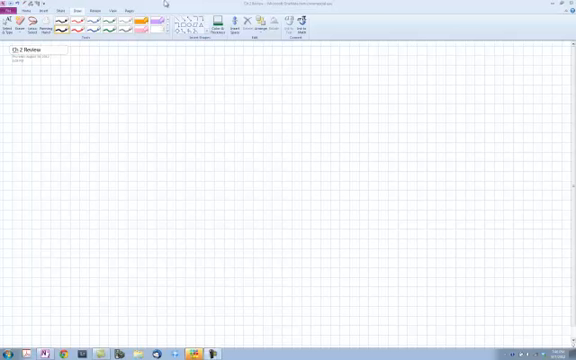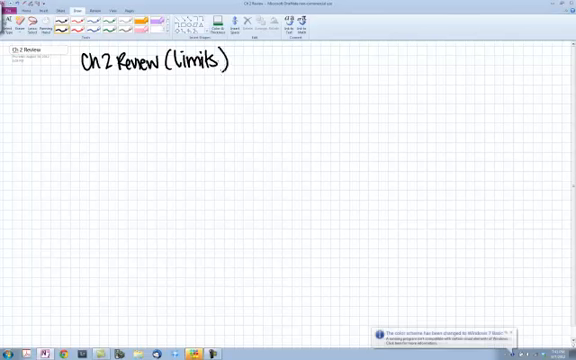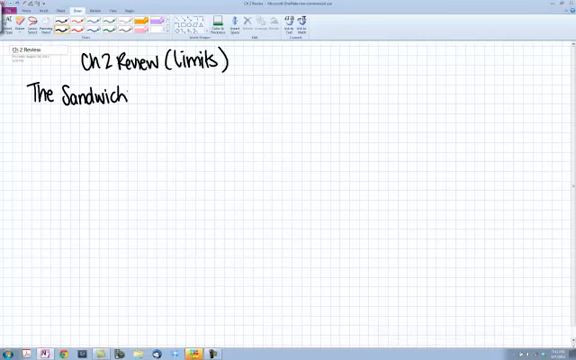Okay, what I'd like to do today is review a little bit over Chapter 2, which is basically limits. So some things that you may or may not remember, one of them is called the sandwich theorem, or sometimes in other textbooks they call it the squeeze theorem. So let me write out what this theorem is.